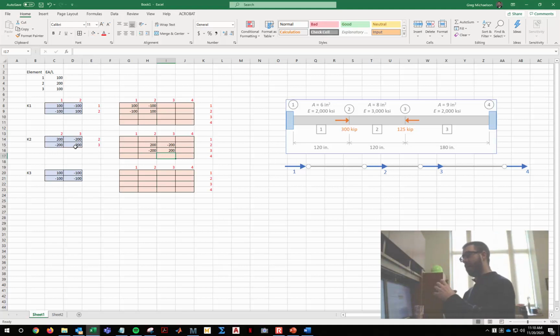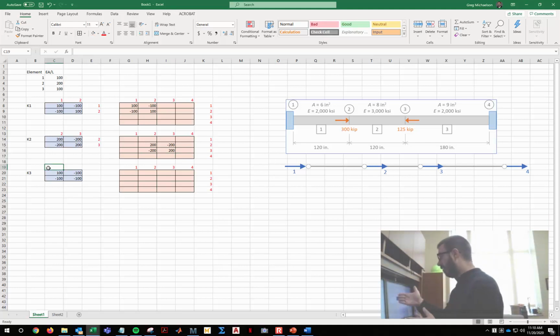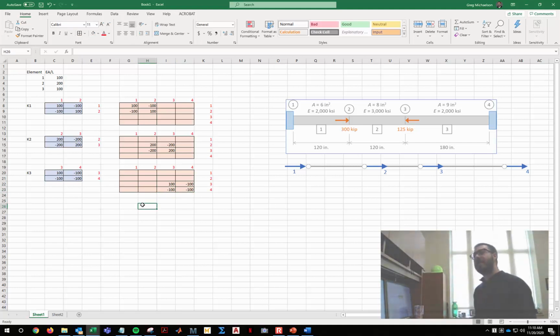Sometimes it doesn't assemble in one big cluster. And that'll become clear on the next video that I post here in a little bit. Lastly, for element number 3, you can see this right here. I don't know if you can see the mouse pointer. This is element number 3. This connects to 3 and 4. So 3 and 4, 3 and 4. And so that goes here, here, here, and here. And so now what I've done is I've figured out where each element goes in the system level matrix.